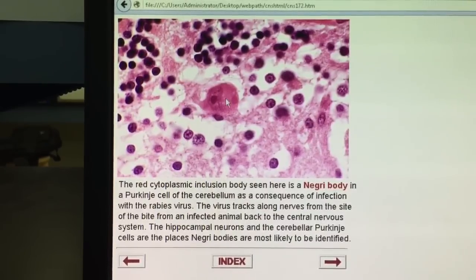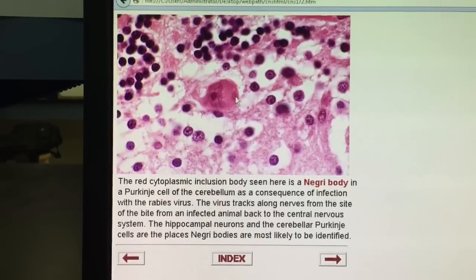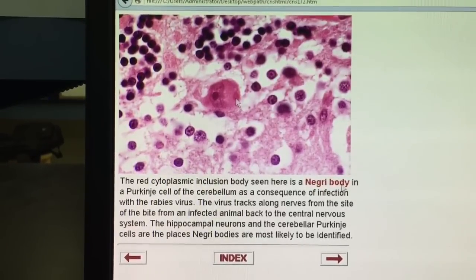This is a nuclear body inclusion, with cytoplasmic eosinophilic inclusions seen. This is characteristic of rabies virus.